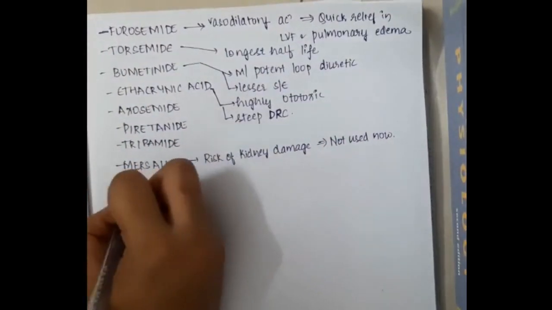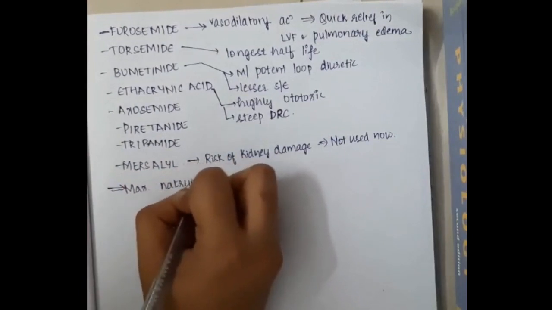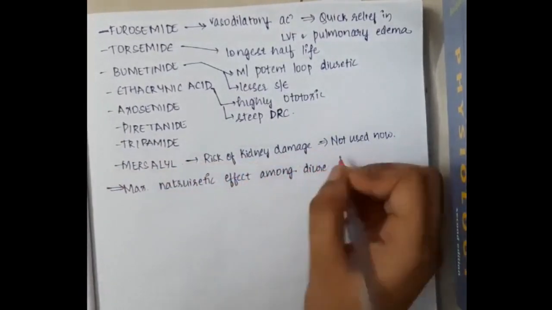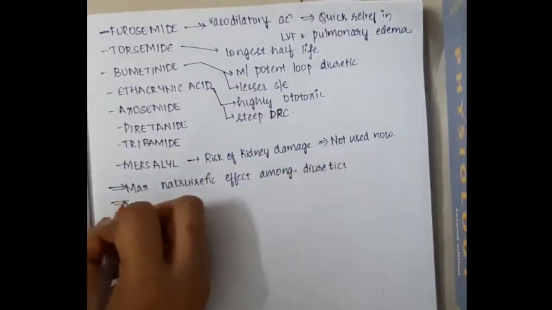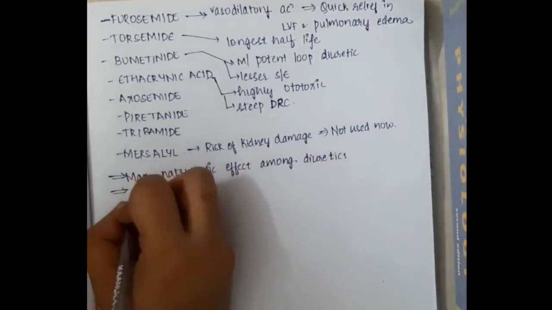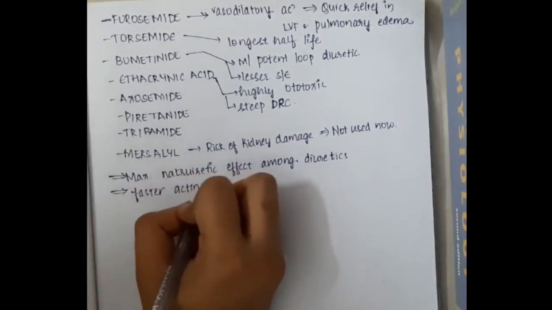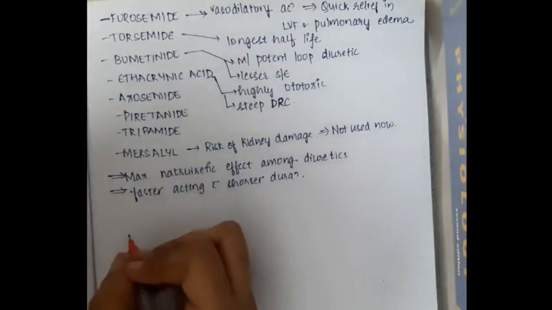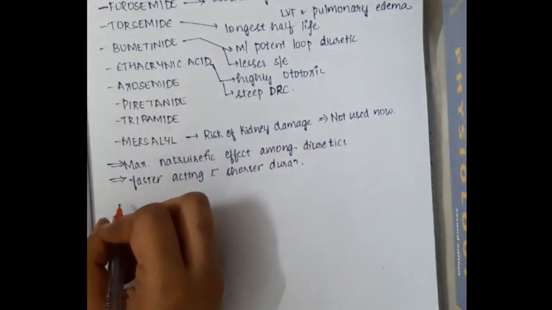These loop diuretics have the maximum natriuretic effect among the diuretics, that is, they excrete sodium to the maximum extent. They are rapidly acting, with a shorter duration.